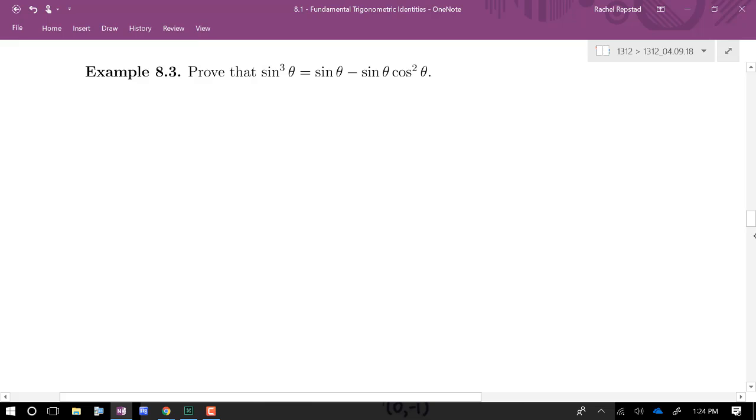Should we try another? Sure. Okay. So we want to show that sine cubed is equal to sine minus sine times cosine squared. Now, if I were working on this problem, I think I'd probably choose to start working with the right side because there just seems to be a little bit more to work with there. And I'm hoping, after a little bit of work, that I'm going to be able to write equals sine cubed at some point along the way.